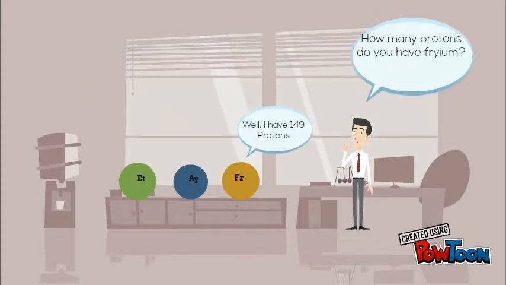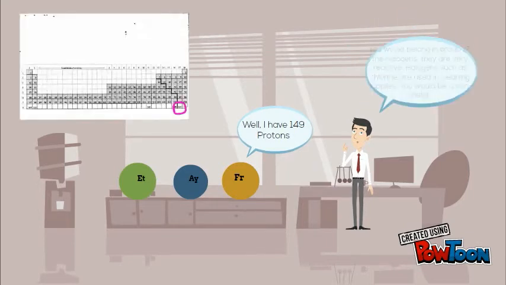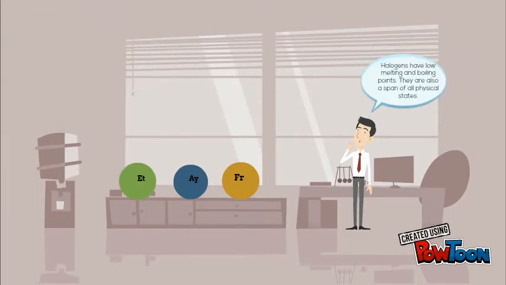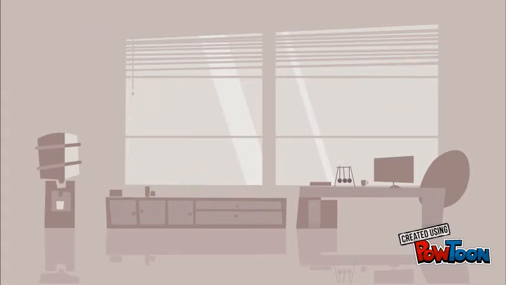How many protons do you have, fryium? Well, I have 149 protons. You would belong in group 17, the halogens. They are very reactive. Halogens such as chlorine are used in cleaning supplies, and you would be a non-metal. Halogens have low melting points, and they are also a span of all physical states.